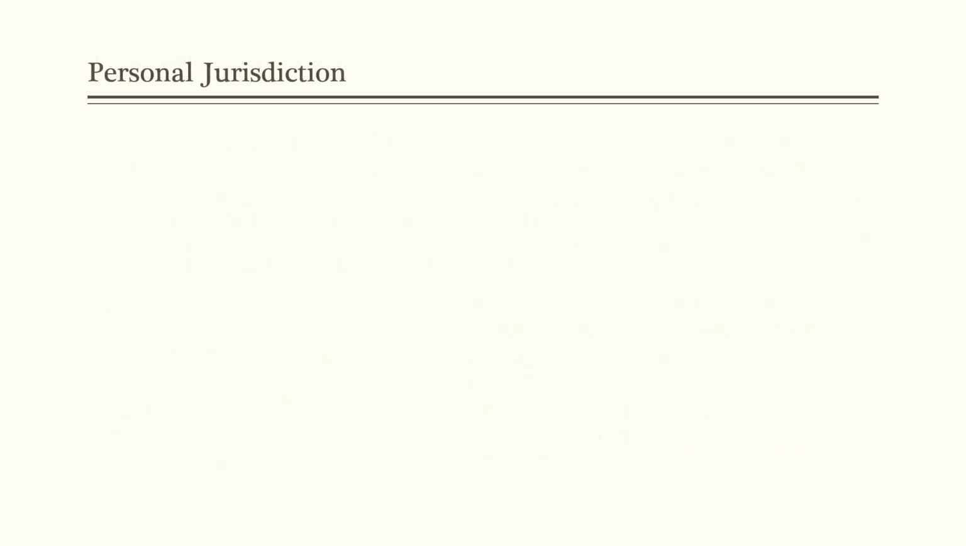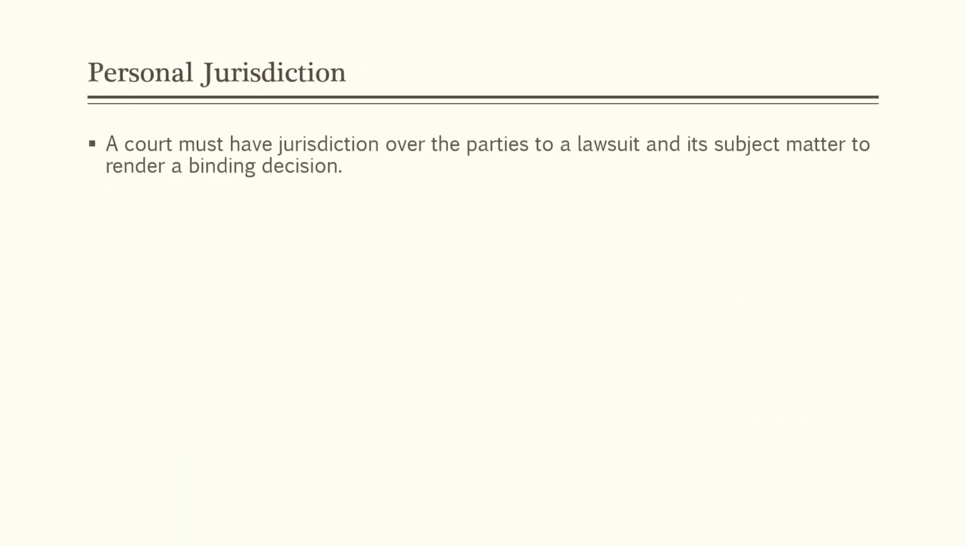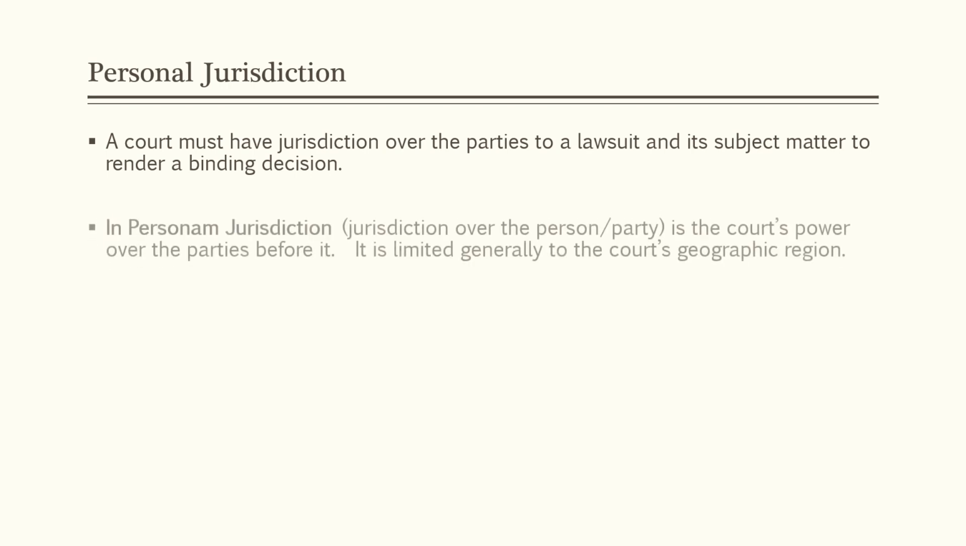Now let's talk about personal jurisdiction. A court must have jurisdiction over the parties to a lawsuit and its subject matter to render a binding decision. So even if you start in the right court, if you start in a court of original jurisdiction, the trial court, that trial court still has to have jurisdiction over the parties and its subject matter to render a binding decision. So we're going to start with jurisdiction over the parties, which is called personal jurisdiction.